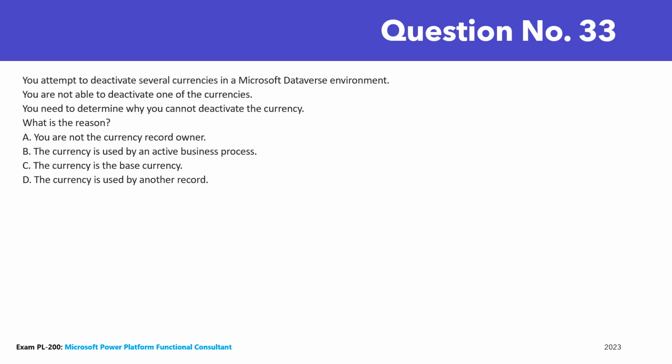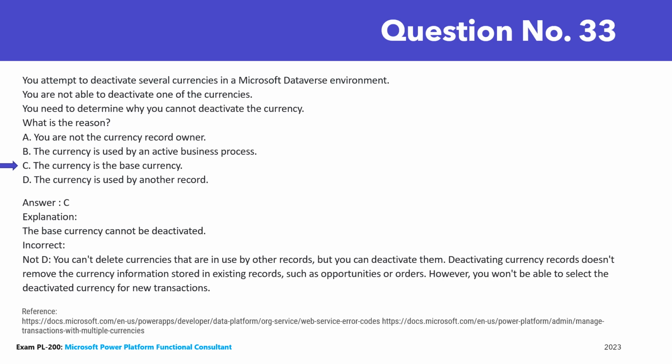You attempt to deactivate several currencies in a Microsoft Dataverse environment. You are not able to deactivate one of the currencies. You need to determine why you cannot deactivate the currency. What is the reason? A. You are not the currency record owner. B. The currency is used by an active business process. C. The currency is the base currency. D. The currency is used by another record. Correct answer. C. The currency is the base currency.